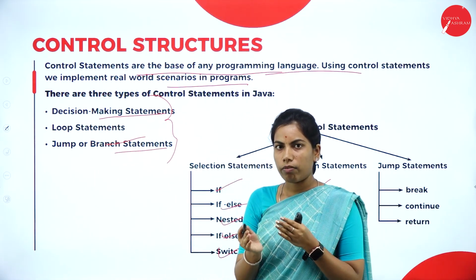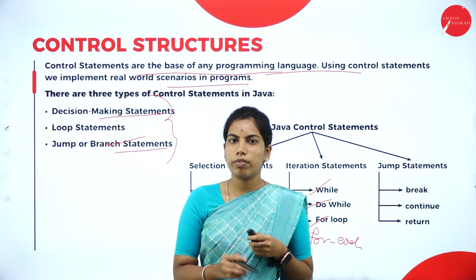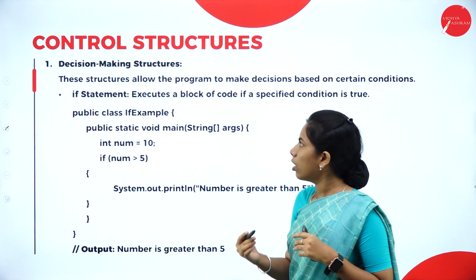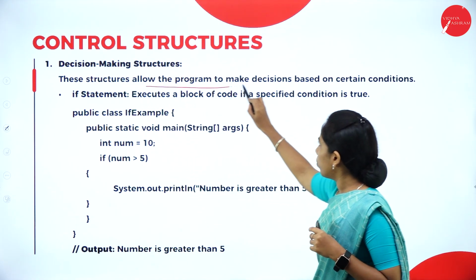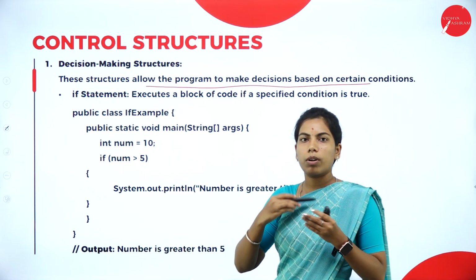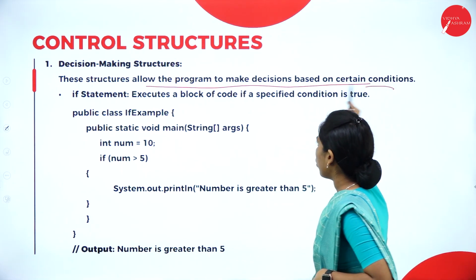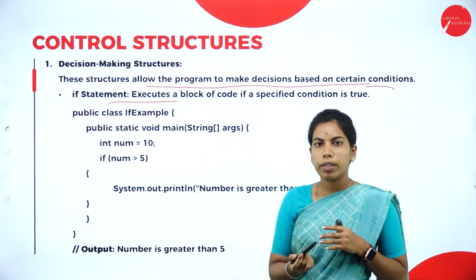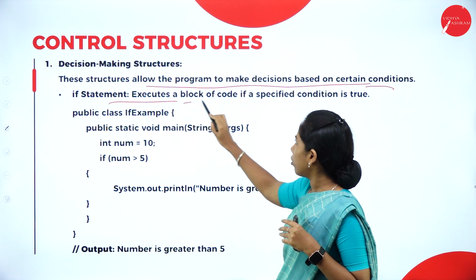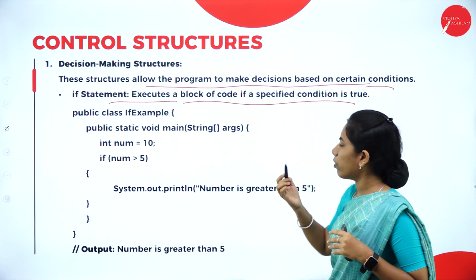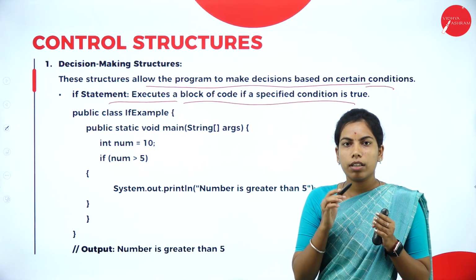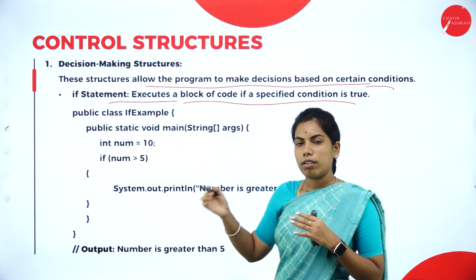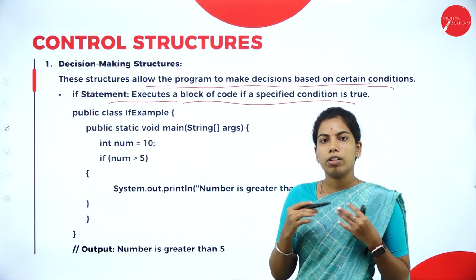So let's discuss one by one with the example code. You will understand very easily. So the first one, control statements. Under that, the first one, decision making structure. These structures allow your program to make a decision based on certain conditions. And also here you can see the if statement. The first one, if. It is also called simple if, not with the else part. It executes a block of code if a specified condition is true. We have to apply the condition. If that condition is true, then only it executes. Otherwise, if the condition is not true, then it will not execute.